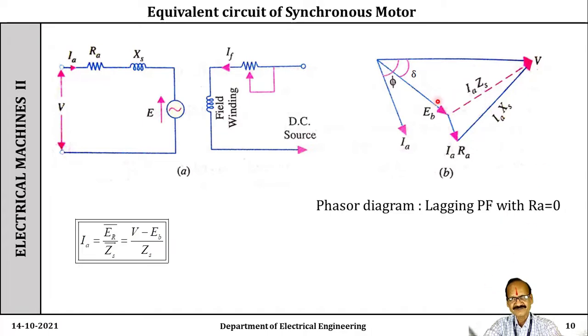This is the phasor diagram with RA equal to 0. This RA is provided here; we will draw it later on with RA equal to 0. And therefore, IA equals V minus EB upon Zs, where in the numerator there is no arithmetic difference, but it is a phasor difference, and this difference is nothing but ER upon Zs, and this ER can be obtained as ER equals IA into Zs.